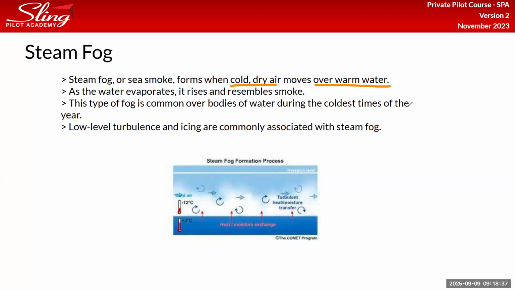It's common over water, and obviously you need the warm water during the coldest times of the year. So when the surface of land is colder than water, this is going to happen because the water is going to be warmer than the surface of the ground. And they also want you to know low level turbulence and icing are commonly associated with steam fog. So we have the warm water, cold air moving over warm, moist water. It evaporates and rises off the water looking like steam.